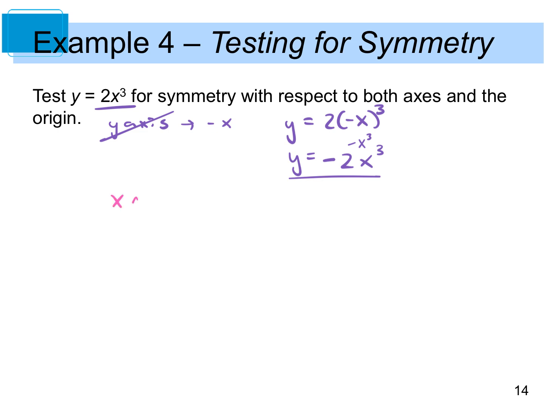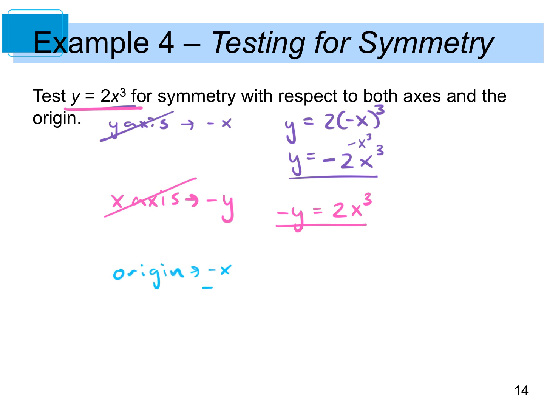Next, let's test on the x-axis. If we're testing for symmetry on the x-axis, we're going to plug in negative y. So negative y is equal to 2 times x to the third power. This is a different equation than this, so we're not symmetrical on the x-axis. Now let's test on the origin. So we're going to plug in negative x and negative y. So negative y is equal to 2 times negative x cubed.